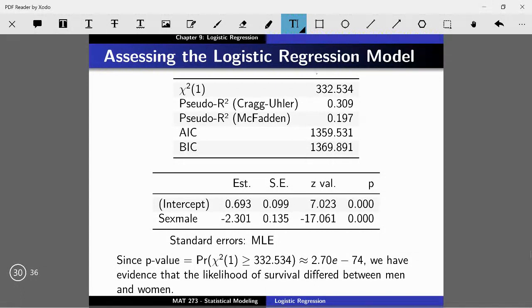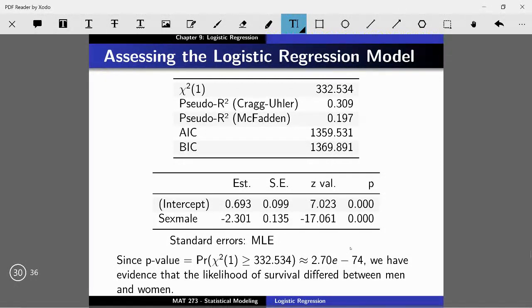This is our test statistic. It doesn't actually give us the p-value directly up here, but we can calculate it using R. The p-value, if you calculate it using R, is like 2.7 times 10 to the minus 74th. So that's like 0, then 73 zeros and then 27. So it's really, really small, really close to 0.